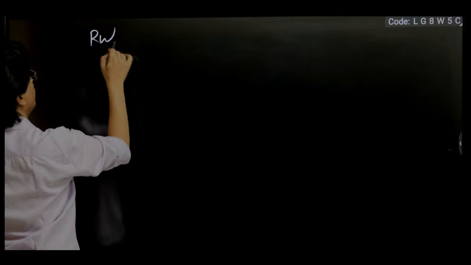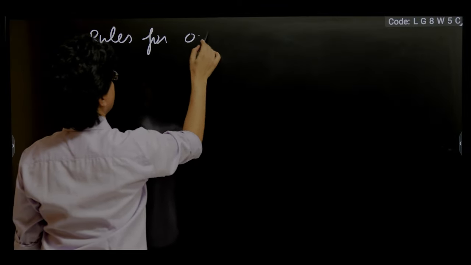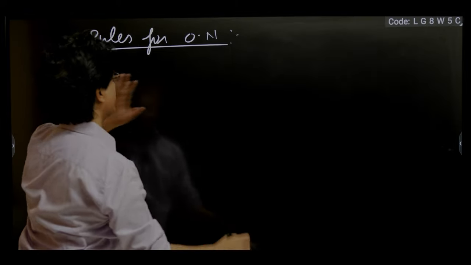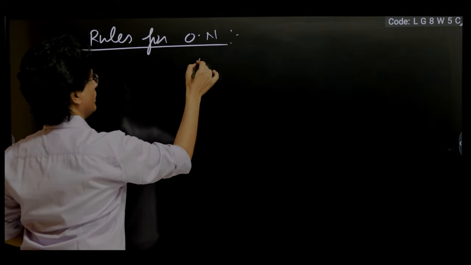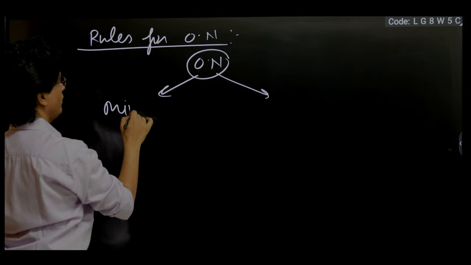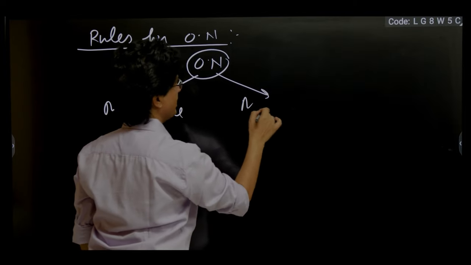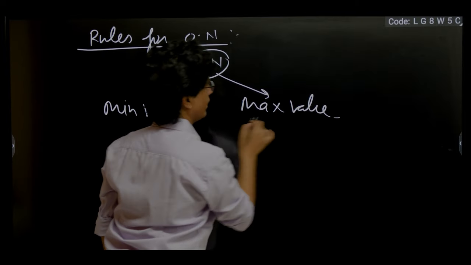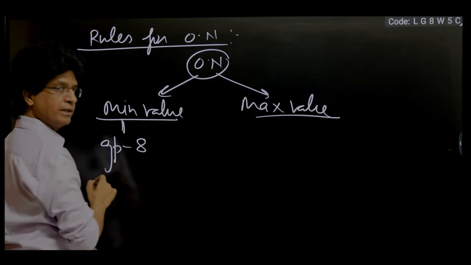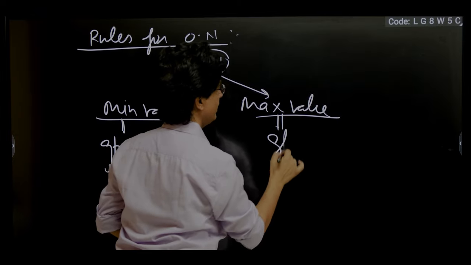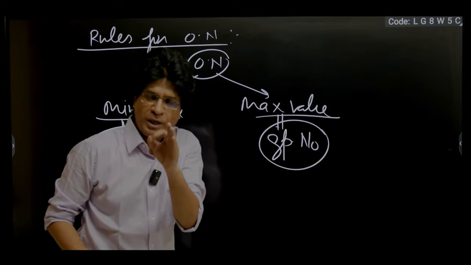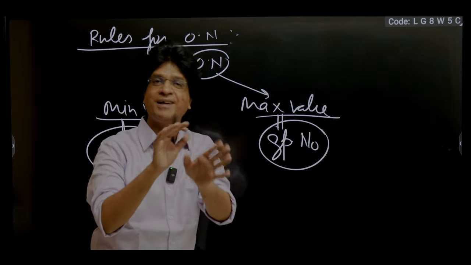So chalo, now let's have some rules for oxidation number. Understand, this is very, very important. The first basic thing: the oxidation number can have a minimum value and a maximum value. The minimum value is given by group number minus 8, and the maximum value is given by the group number itself. And which group am I talking about? The groups you have done in the 8th, 9th and 10th class.